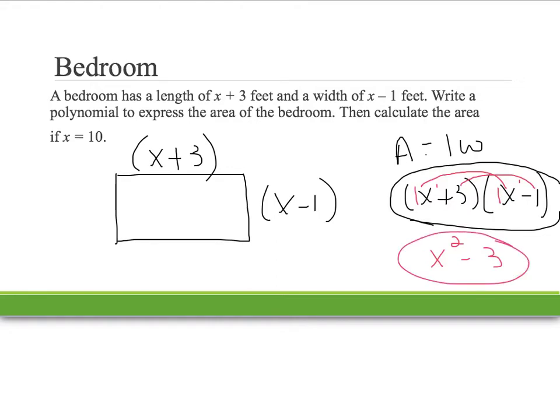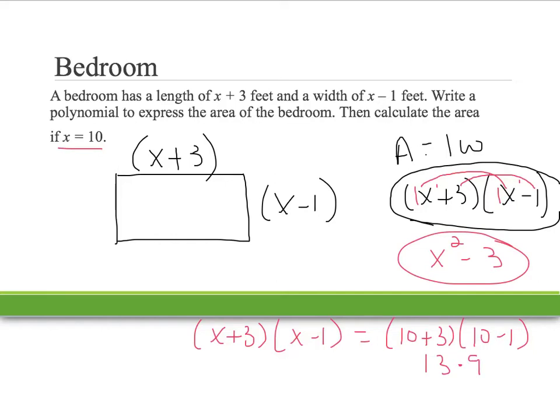Then in part 2, it says to calculate the area if x is equal to 10. Let's rewrite x plus 3 and x minus 1, and plug in 10 for x. So we have 10 plus 3 times 10 minus 1, which gives us 13 times 9, which is equal to 117, and we're using feet. So the area here is 117 square feet if x is 10. If not, we can simply figure it out this way.